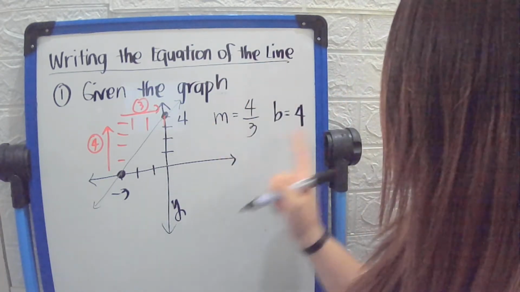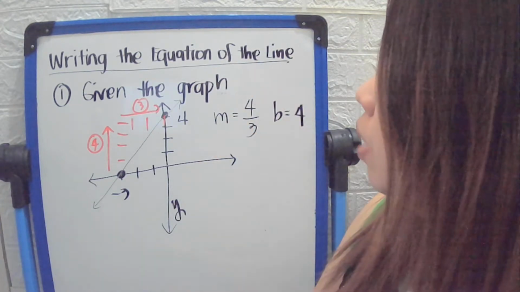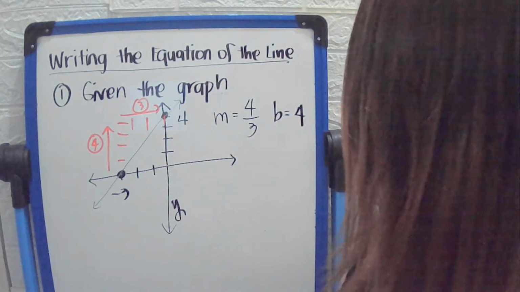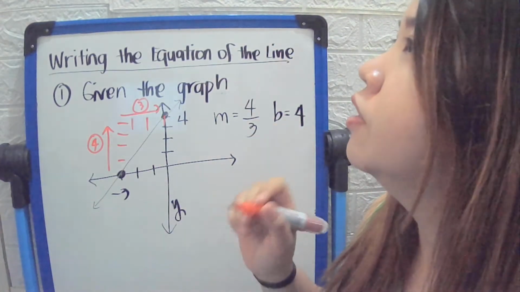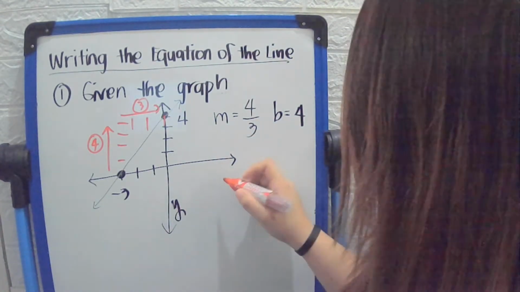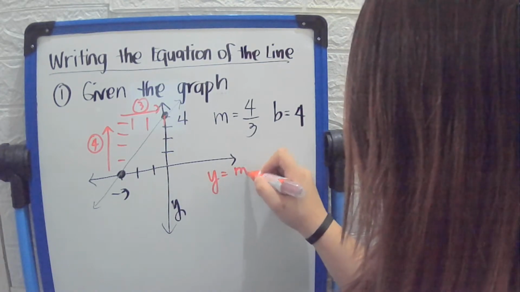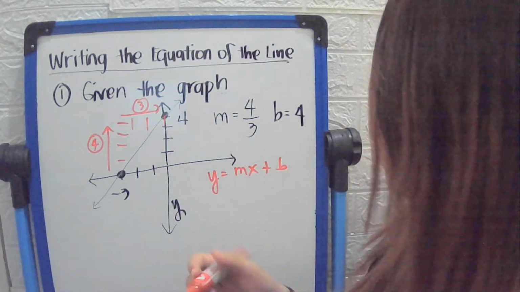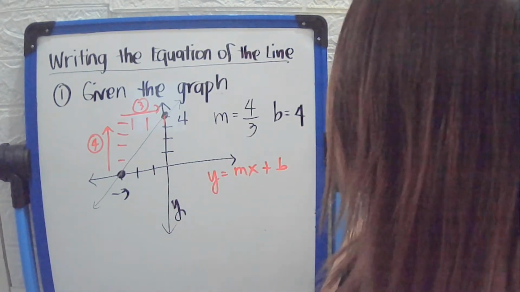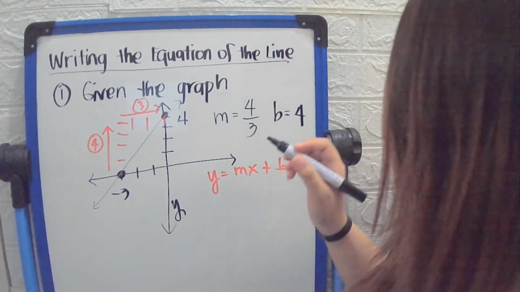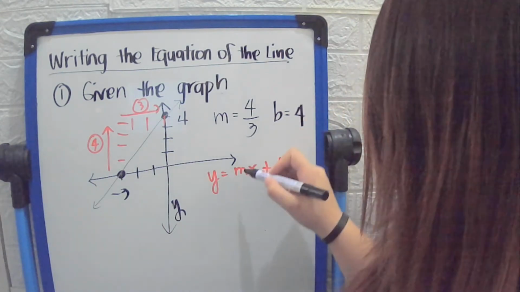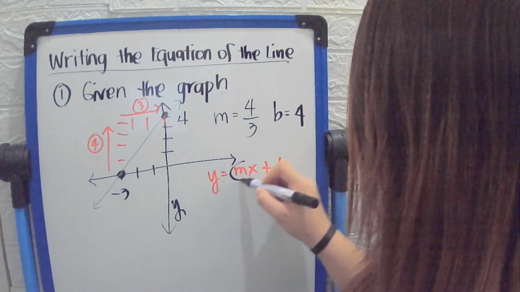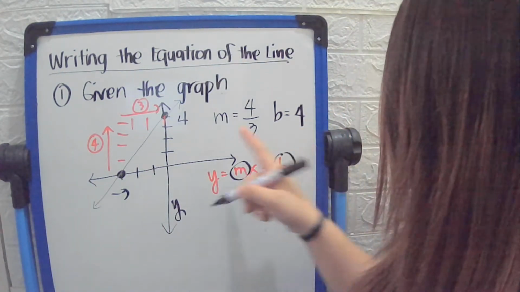Now, having these two, you may now be able to write the equation of the line. How? You have to follow our slope-intercept form, which is y is equal to mx plus b, for us to write the equation of the line. Okay, so what we're going to do is to substitute the values that we already have. So we have here m and b.